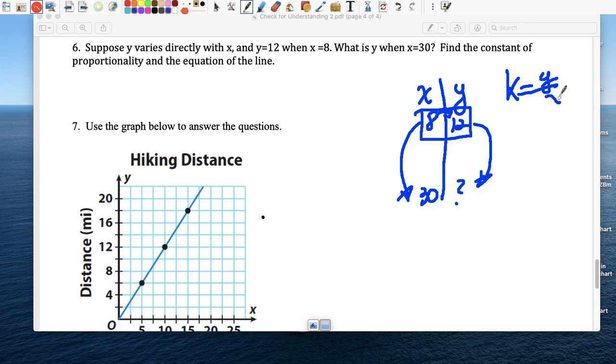So K is y over x. In this case, K equals 12 over 8, and we're going to leave it as a fraction. Let's simplify by 4. We're going to get 3 over 2. So K, our constant of proportionality, is 3 over 2.